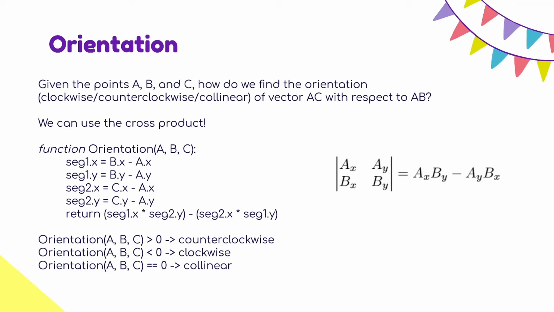We can do this by using the cross product. The resulting outcome of the cross product will tell us the orientation of AC with respect to AB. If the resulting outcome is greater than 0, then AC is counterclockwise to AB. If it is less than 0, then AC is clockwise to AB. If it is equal to 0, then AC is collinear to AB.